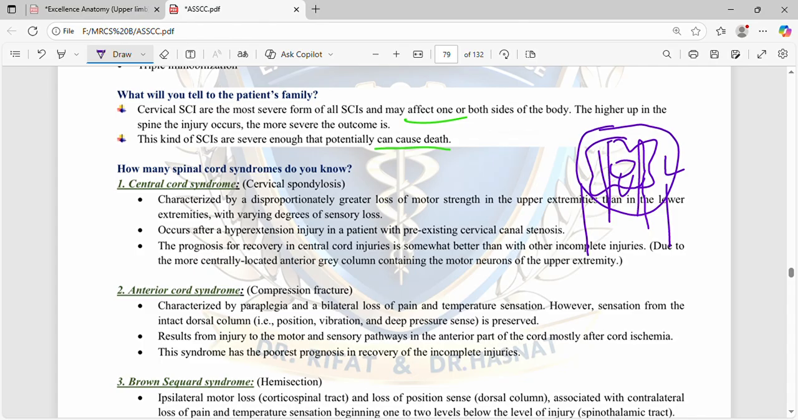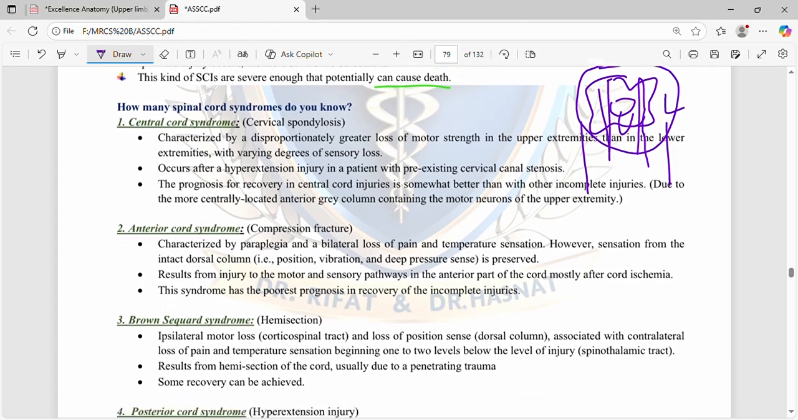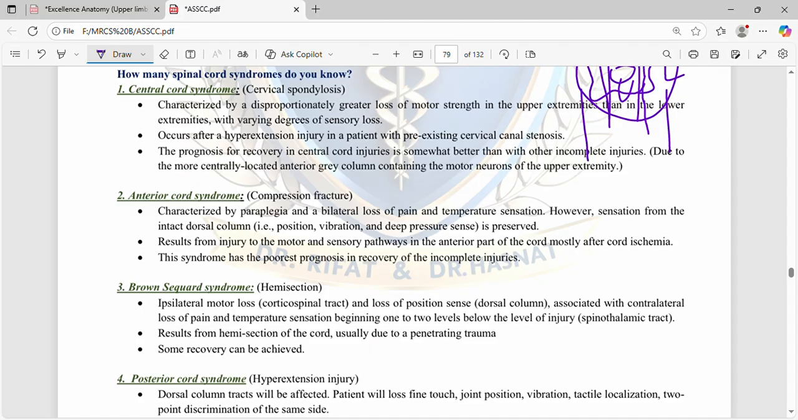Okay, so anterior cord syndrome is a compression fracture. As you know, anterior is motor. It is characterized by paraplegia and a bilateral loss of pain and temperature sensation. However, sensation from the intact dorsal column, position, vibration, and deep pressure is preserved. It results from injury to the motor and sensory pathways in the anterior part of the cord, mostly after cord ischemia. This syndrome has the poorest prognosis in recovery of the incomplete injuries.